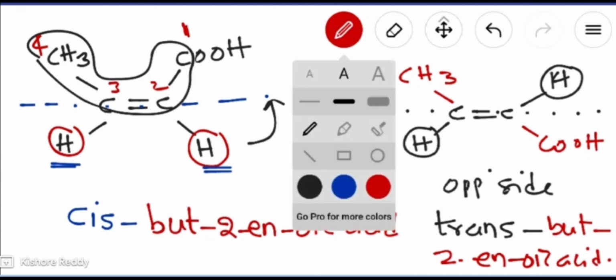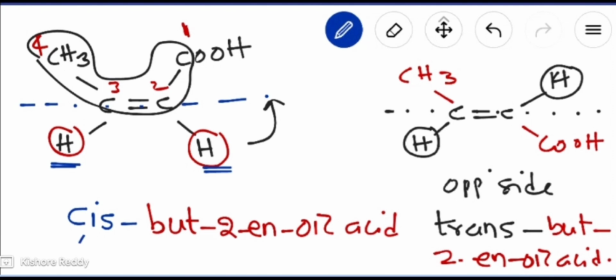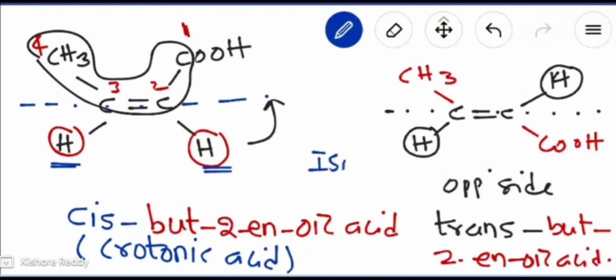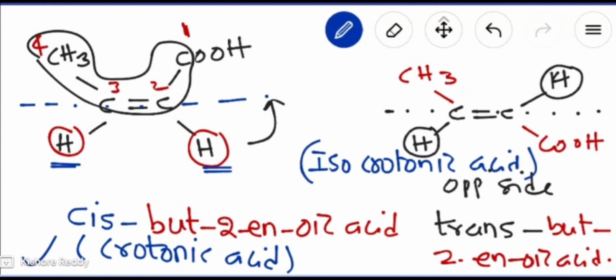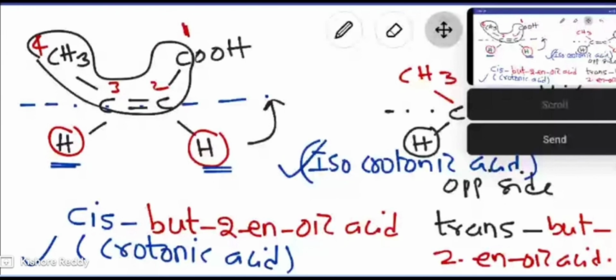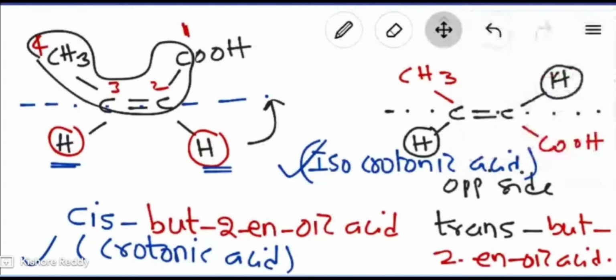Yes, sir. Very important thing, once again please note: the cis form is called crotonic acid and the trans form is called isocrotonic acid. That is the common name; the IUPAC name you have already written. So we need to write the common name. Understood? Crotonic acid and isocrotonic acid. Right. This we have seen. Next.